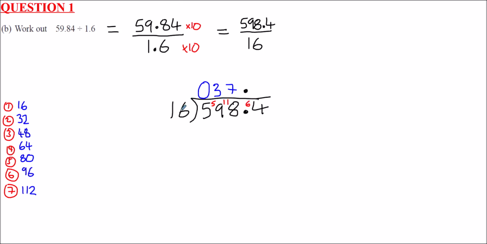Finally, how many times does 16 fit into 64? It fits in 1, 2, 3, 4 times. 4 times exactly, so we can stop. In other words, the answer to 59.84 divided by 1.6 is 37.4.